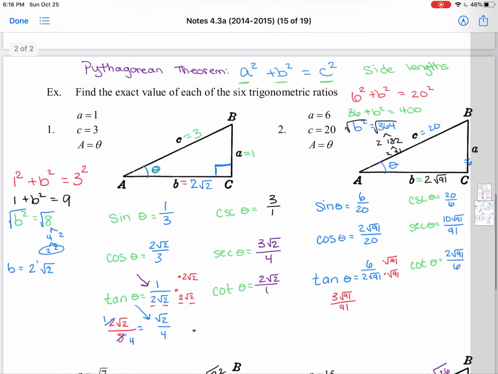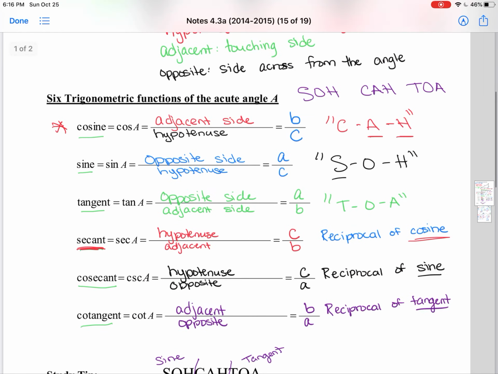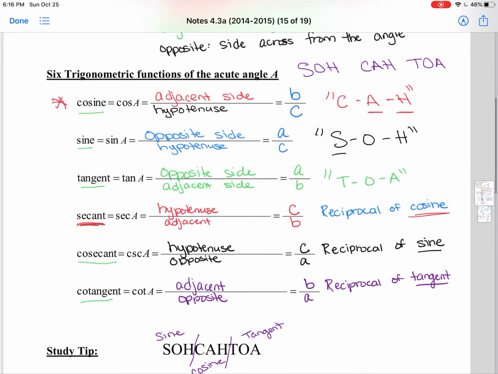So if I ask you for 6 trig functions, I'm looking for sine, cosine, and tangent, and then their reciprocals, cosecant, secant, and cotangent. So all 6 of those. Practice these formulas, these functions. Make sure you know SOHCAHTOA. If that's going to help you remember what side goes where, remember that little study tip, SOHCAHTOA. And then the remaining pieces are their reciprocals.